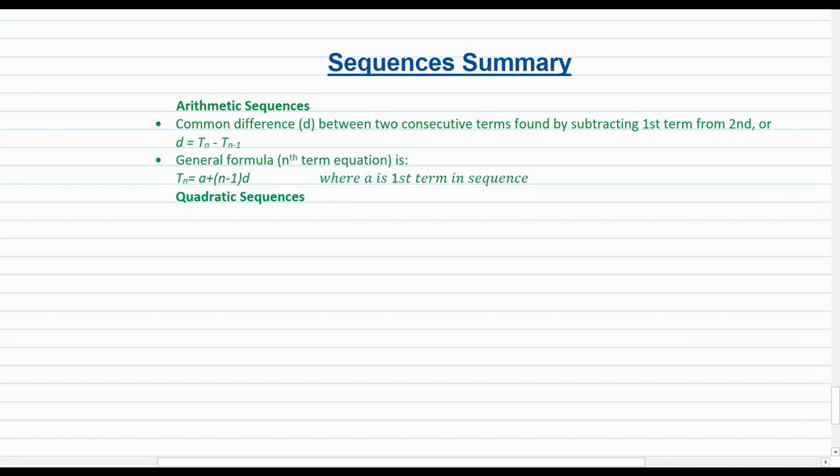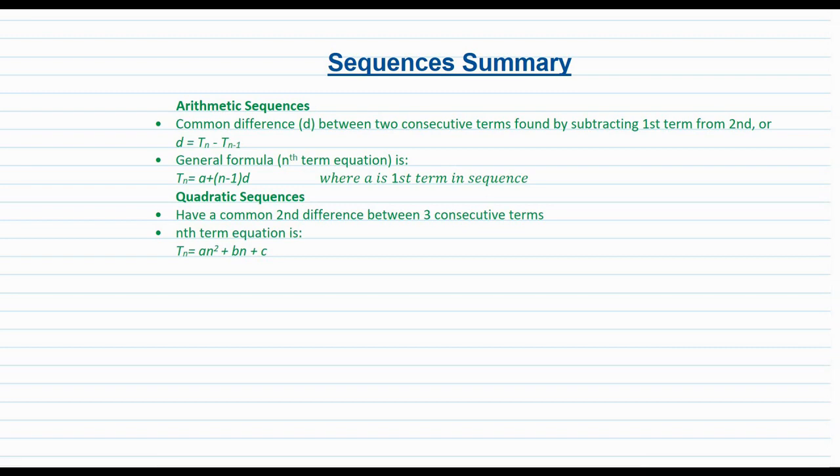Next, we looked at quadratic sequences. The defining principle for these is that they have a common second difference between every 3 consecutive terms, and the nth term equation is Tn equals an squared plus bn plus c, where a is half of the second difference between the terms. Then you find b using the equations you have for the first difference, and you determine c using the equation for the first term in the sequence.